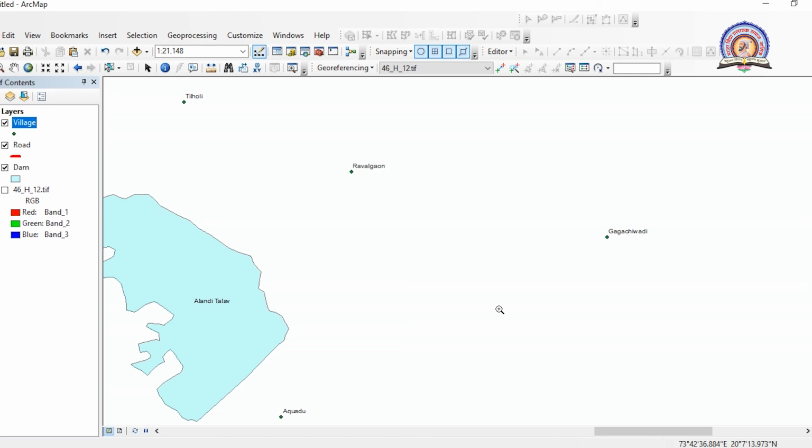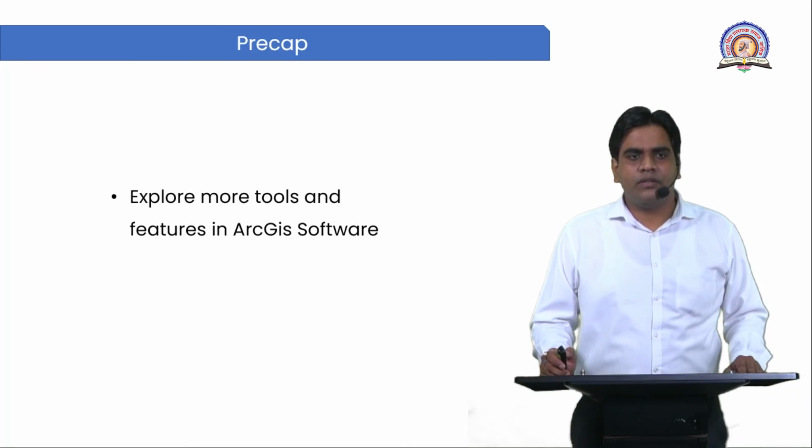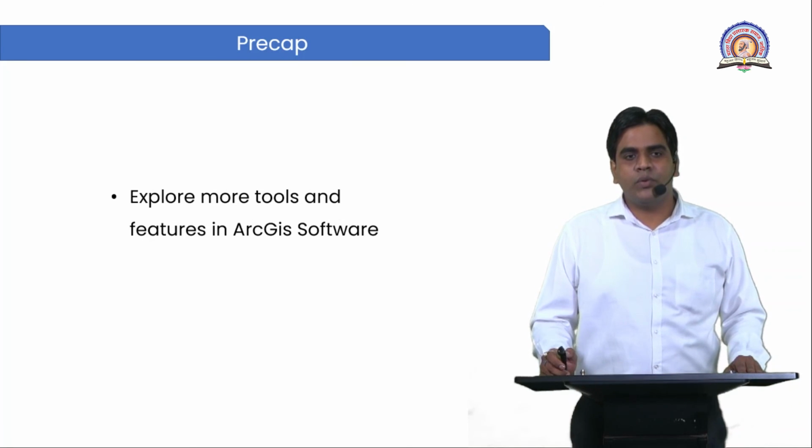So friends, this was all about the editing, and we have come to the end of our practical session. Hope you have learned about the tools in ArcGIS. You have learned how to create a base map, how to symbolize, how to create a feature class, as well as how to edit a map in ArcGIS. Students, in our next session, we are also going to explore more tools and features which we can create using ArcGIS software. Thank you.